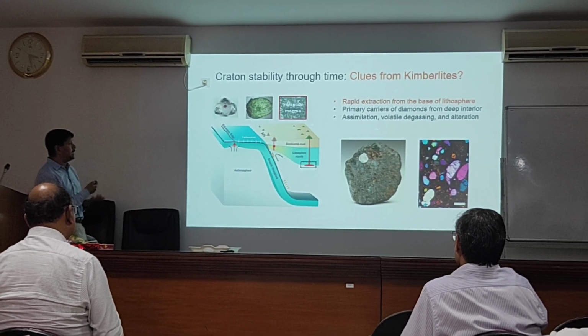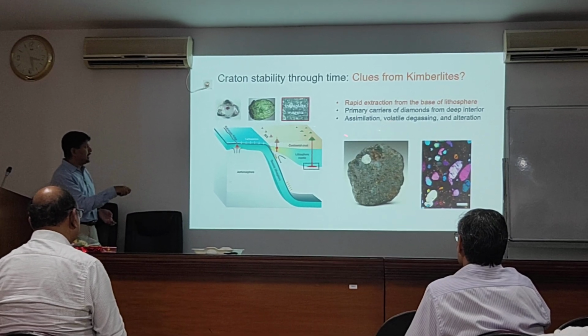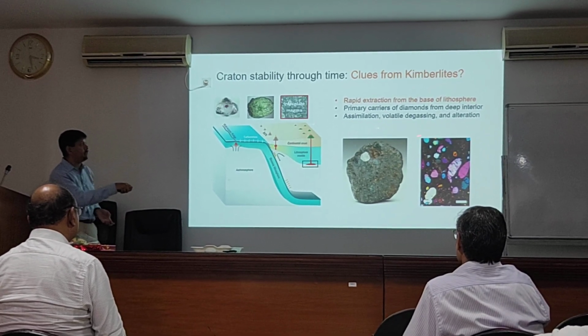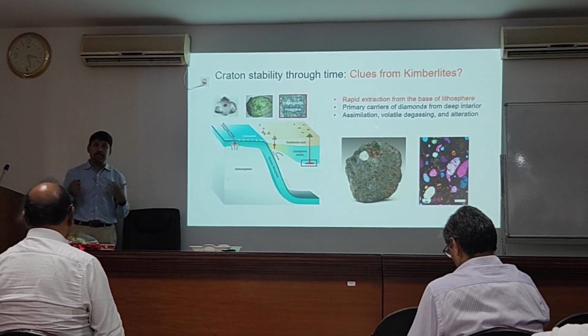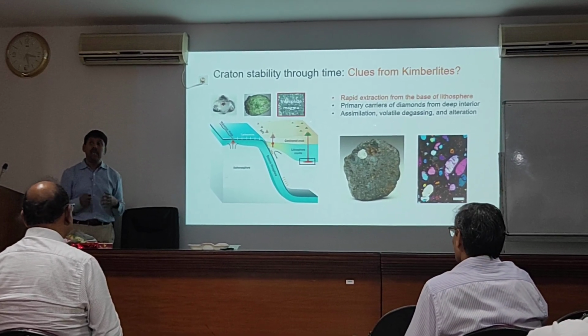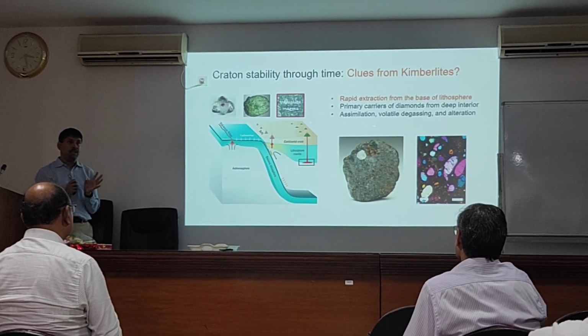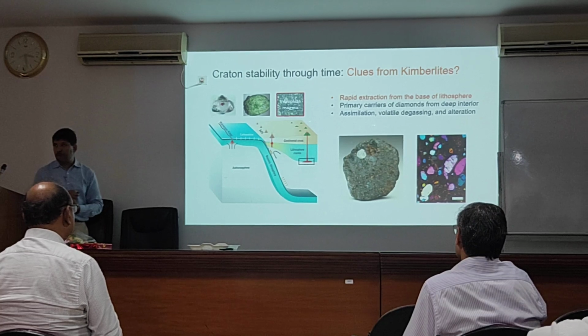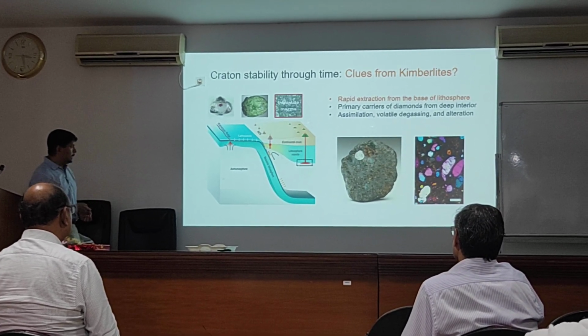They carry diamonds from the deep interior, but they also may have the problem of sometimes getting contaminated by assimilation processes, volatile degassing, and alteration. So in order to use kimberlites as a probe, especially by measuring their compositions, you have to look closely at compositional alterations, or whether it is really representing primary magma compositions. But I was like, okay, we'll give it a try.